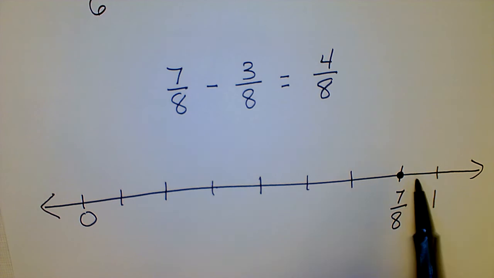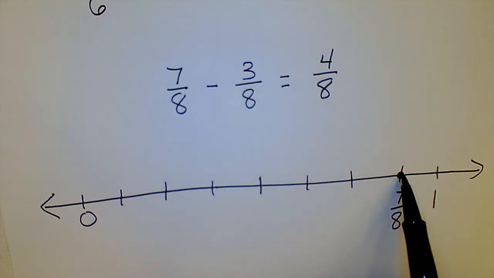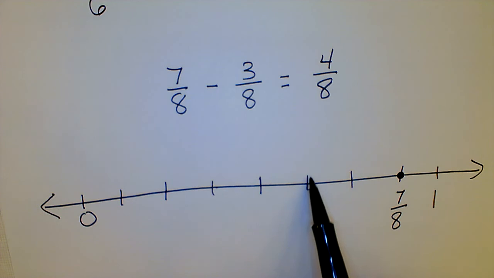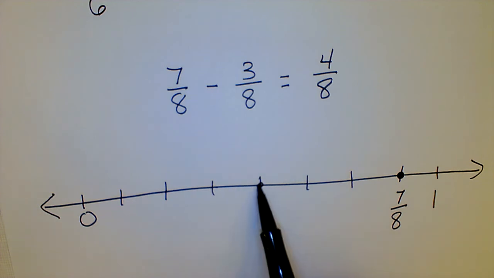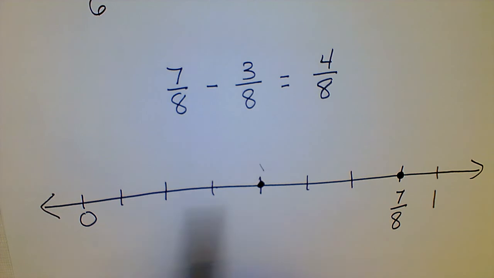And now from 7/8 we need to subtract 3/8. So I'm going to go back 3/8. So 1/8, 2/8, 3/8. Or again, you could go 3, 2, 1, but I prefer counting up. And let's see where that leaves me. 1, 2, 3, 4. So that leaves me at 4/8, just like we said.